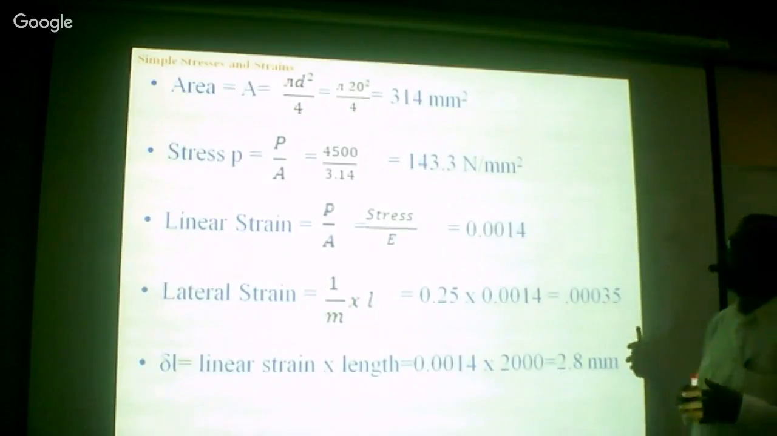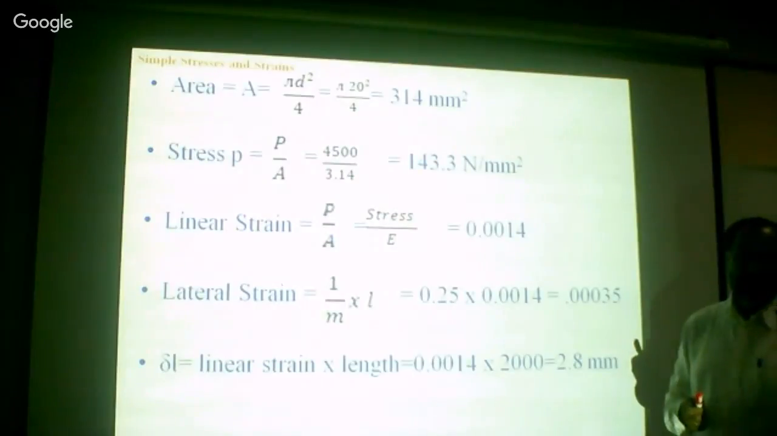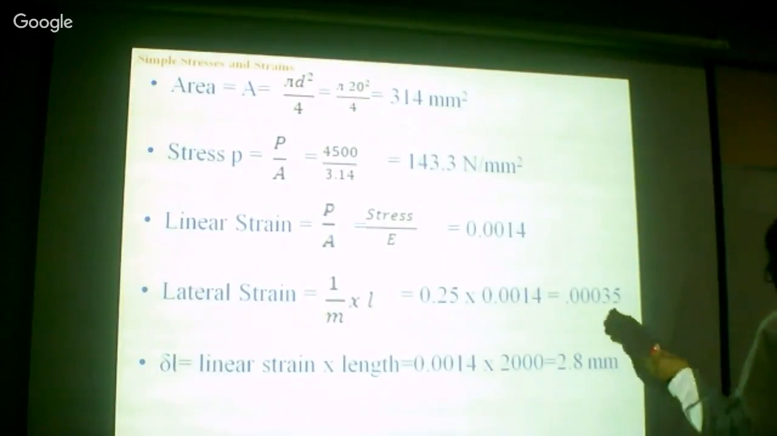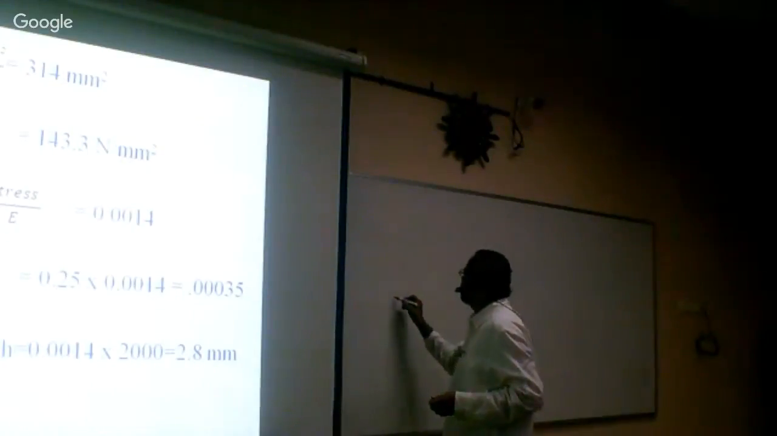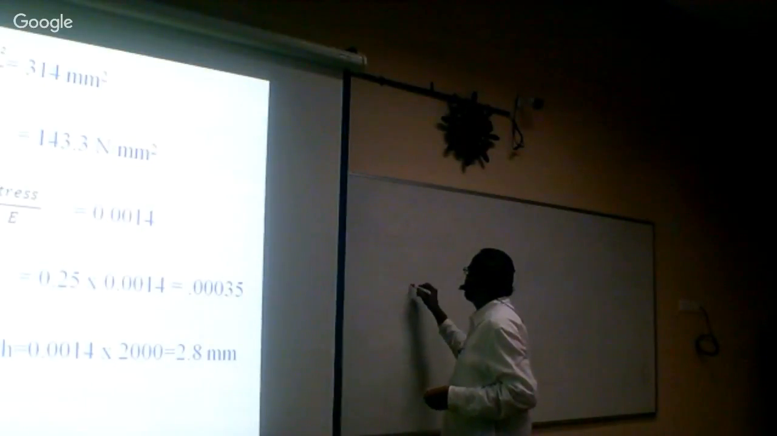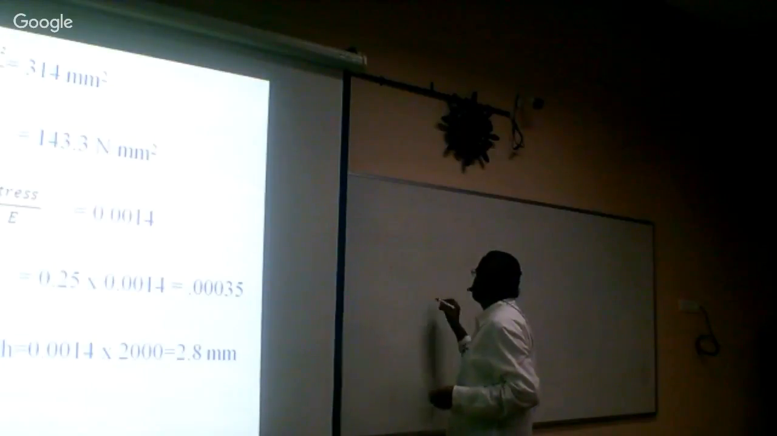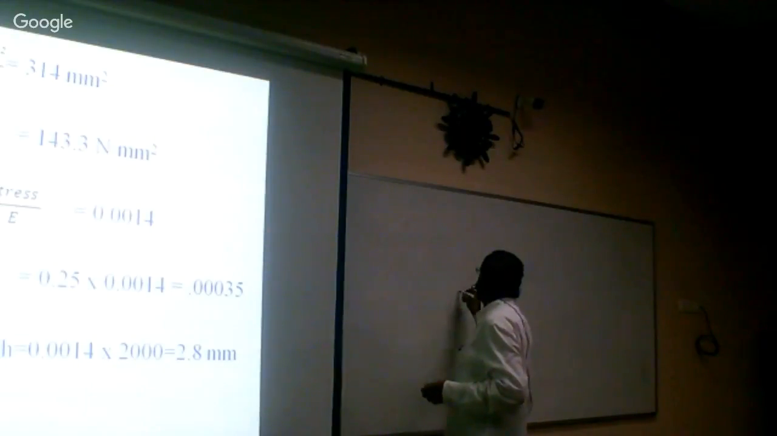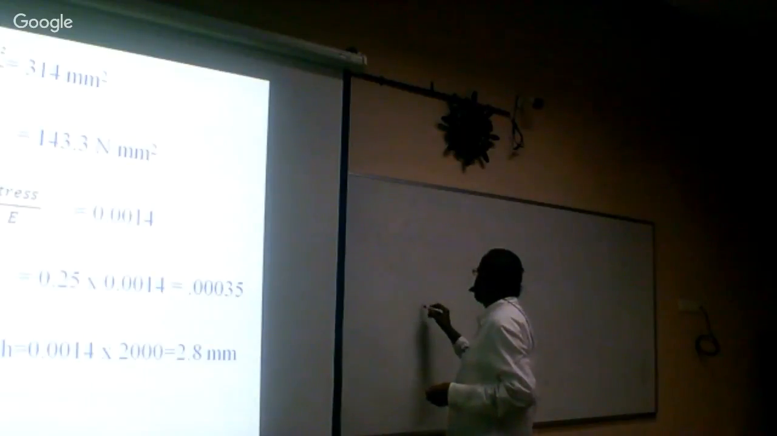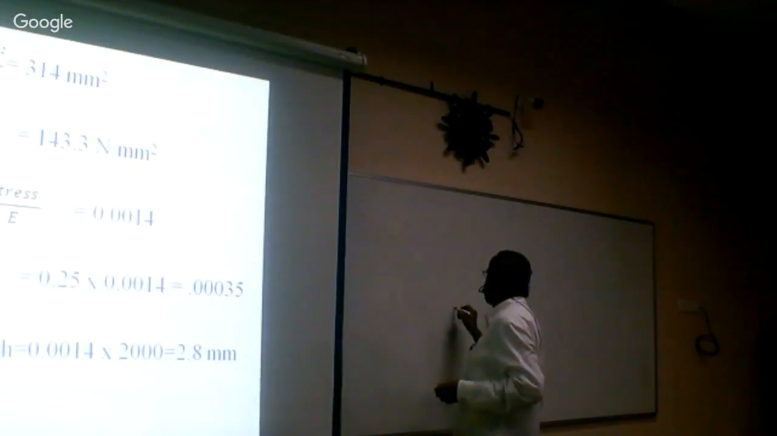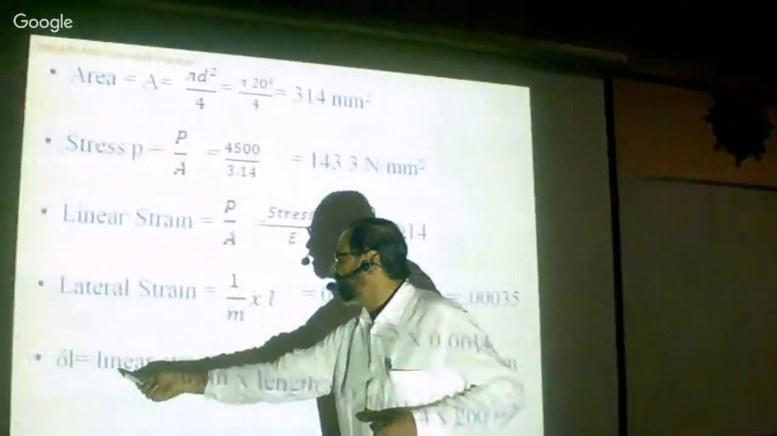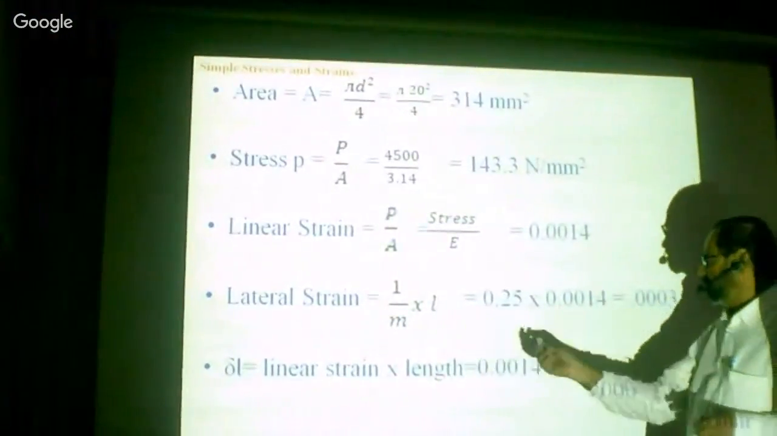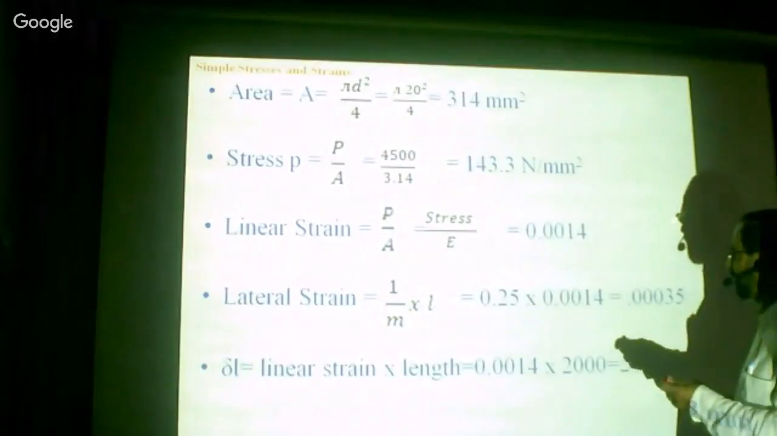Change in length, we know from the original statement, linear strain is equal to change in length divided by original length. From this original length, you transfer this, that is the linear strain. Delta L can be calculated, just by transferring this. Now we can calculate the change in length.